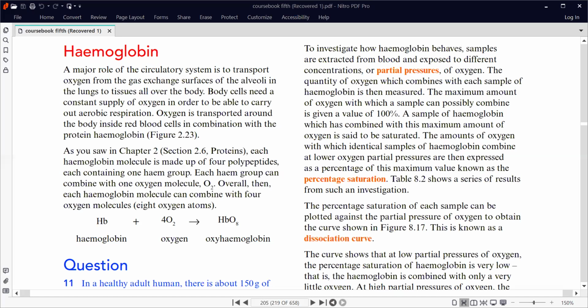Now see, I have given you 1 minute. Go through this topic of hemoglobin, this paragraph, then we go further.